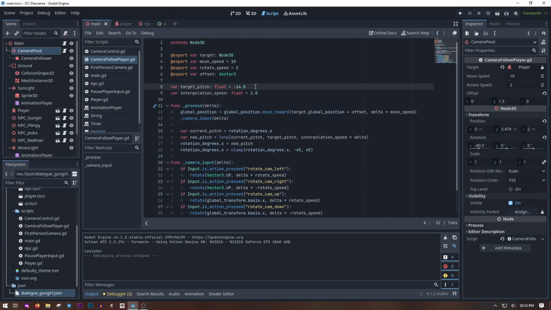Float value meaning it's not an integer. An integer is whole numbers, 1, 2, 3. Float values can be decimal points, can be very precise, and float from one integer to the other. I'm sure that's why it's called a float. Interpolation speed, that's a float value for how fast it moves from the current pitch to the target pitch. That's the smoothing thingy.